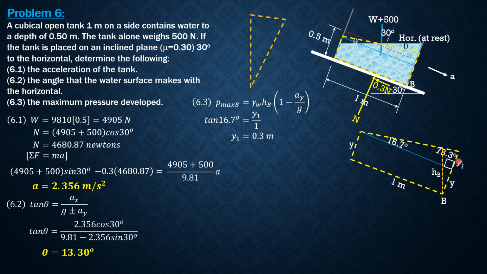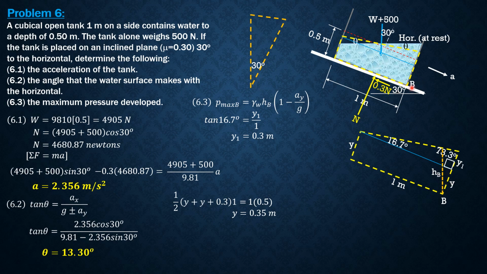So I'll enlarge this part to analyze HB. This is B, this is HB. So again, the area of the trapezoid, 1/2 of y plus y1, which is 0.3, times 1, is equal to the original area of the water section, which is 1 meter by depth 0.5. From here we can solve for y. Y is 0.35 meter. If y is 0.35, plus y1, which is 0.3, then the whole of this is 0.65.